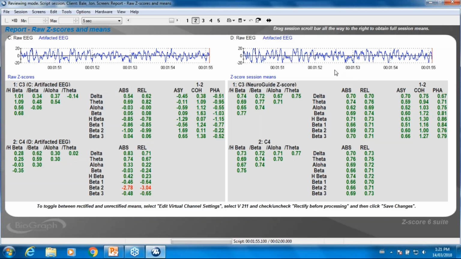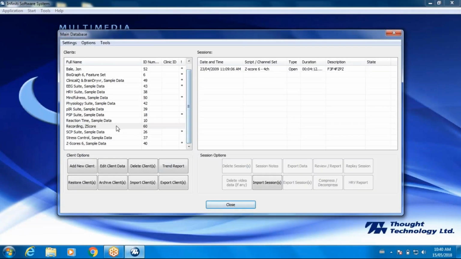How about I show you a session with someone who has slightly more values that are outside the norm from mine? So let me close this. Now, I went looking around the Thought Technology offices to see if I could locate someone who has a more interesting brain, or a brain that, at least in terms of the Z-Score suite, seems to show something more interesting. Unfortunately, after checking a lot of people, it turns out everyone at Thought Technology is pretty normal and average and boring in terms of their brainwave activity.